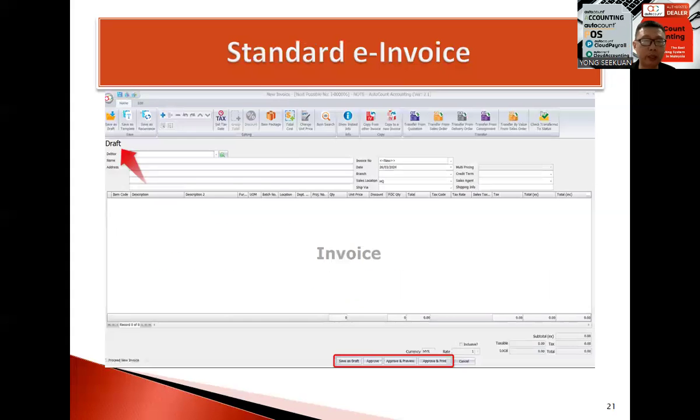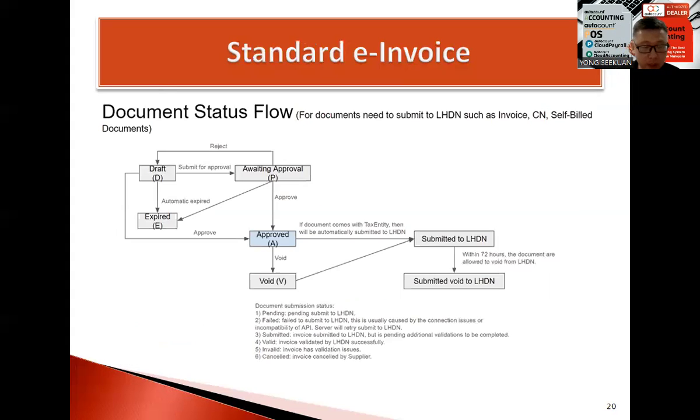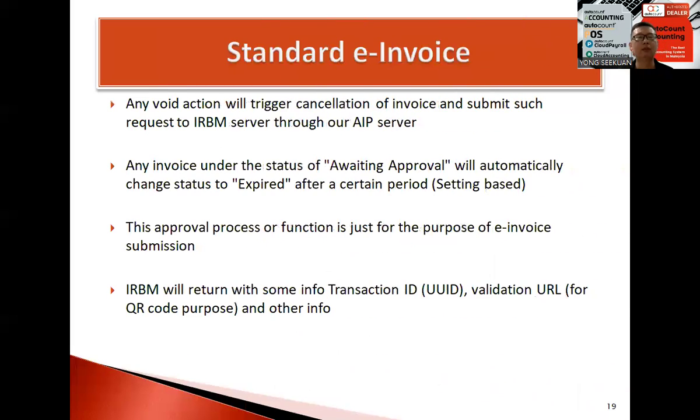Then you go here, you will see in the future when you issue an invoice, you can set it up as a draft. You can check the status on the left-hand side at the top of the draft, either approved, void, cancelled, or expired. So that is a status in the document. So here is some of what you see in your invoice.